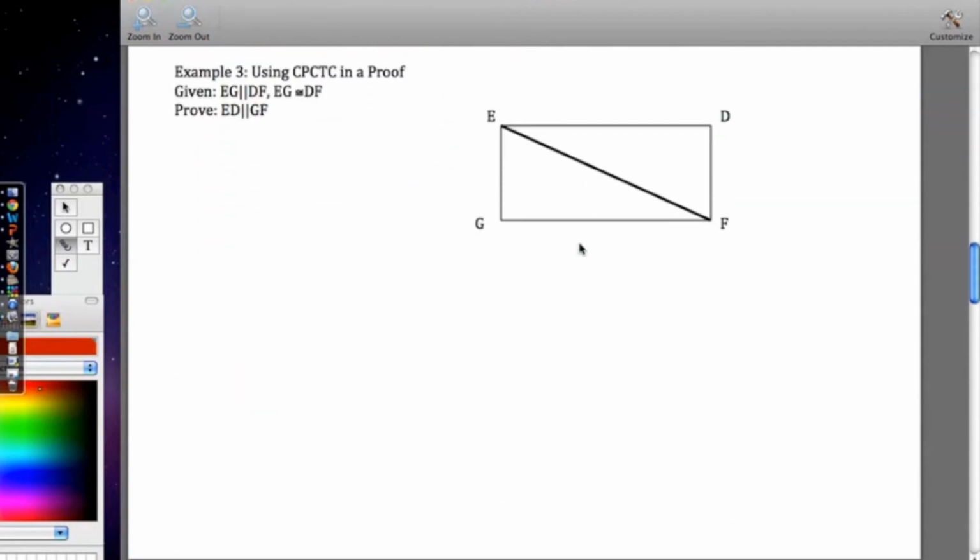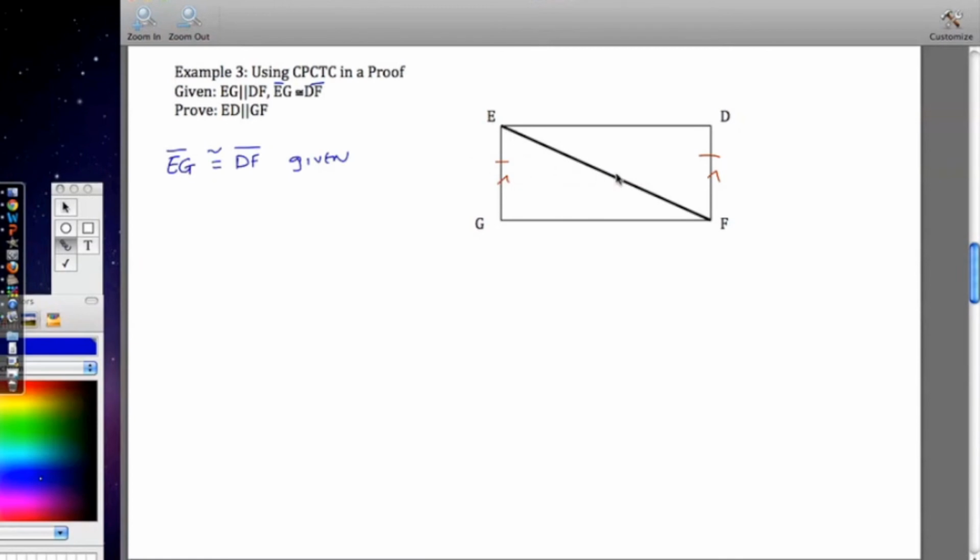Let's try one more. Here's another proof. They've given us EG and DF. So EG parallel to DF. And they've also given us that they are congruent. So this is what we have. So we're going to prove that ED is parallel to GF. Well, let's look. If we have this side, we're going to go ahead with our given. So we're going to say EG is congruent to DF. And these should have these segment marks above them, guys. All right? That's given.